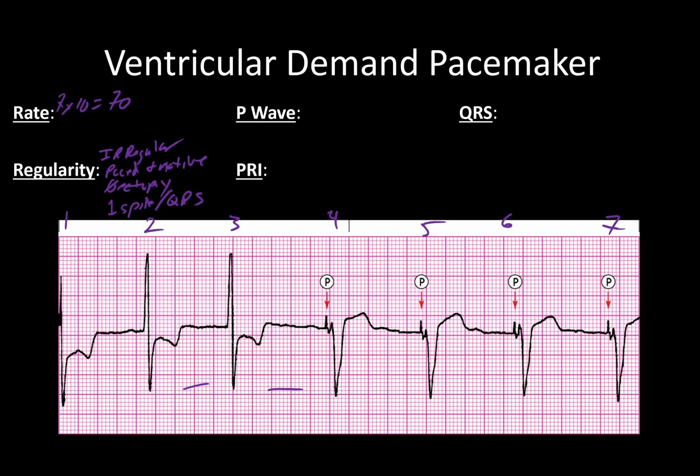Going forward, what do we got for the P waves? Well, from a native standpoint, we have no P waves at all that we can really see. In fact, it's closer to F waves, in which case we can probably assume that this patient's got AFib as their underlying rhythm. From a paced standpoint, we have no pacemaker spikes that cause a P wave. So we don't have anything there.